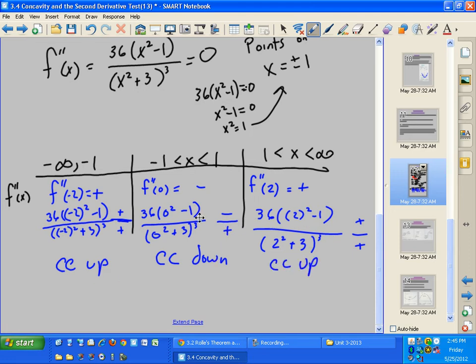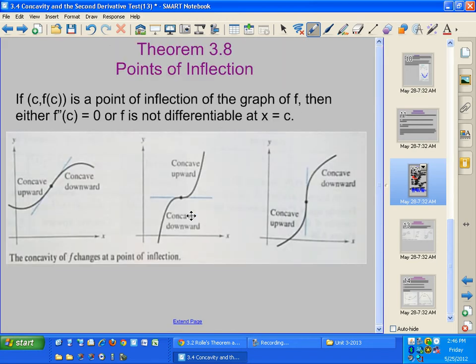And so what we have done there is I gave you guys a hint that if we set f double prime equal to 0, we're looking for points of inflection. Those are the places where the graph changes concavity. It doesn't have to change concavity there, but it's a place where it could change concavity. And so it's where f double prime is 0, or not differentiable. So we've got to check the bottom of the fractions also.